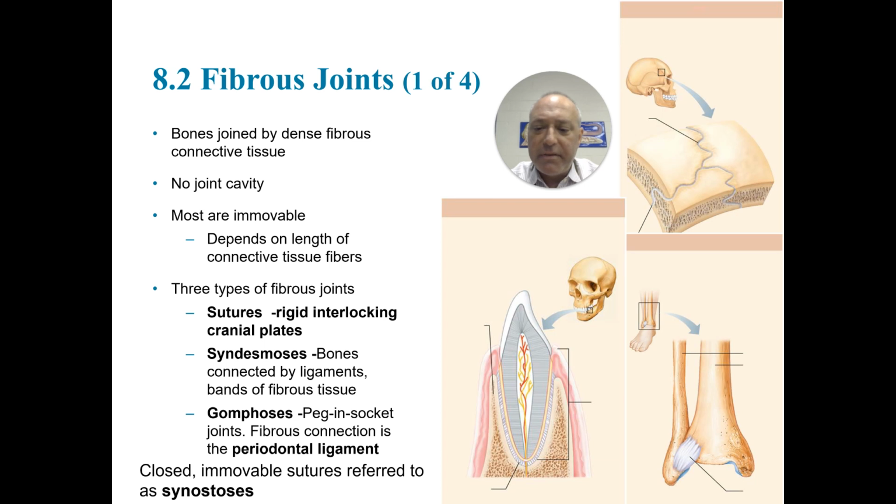So syndesmosis is the bones connected by ligament, bands of fibrous tissue. And then you have, in addition to sutures, syndesmosis and gomphosis. Gomphosis is the tooth socket, peg and socket joints. The fibrous connection is the periodontal ligament.